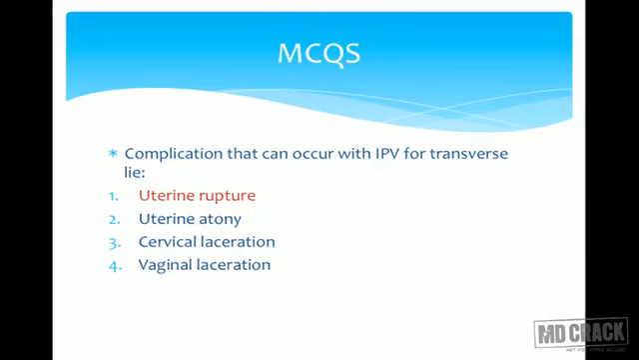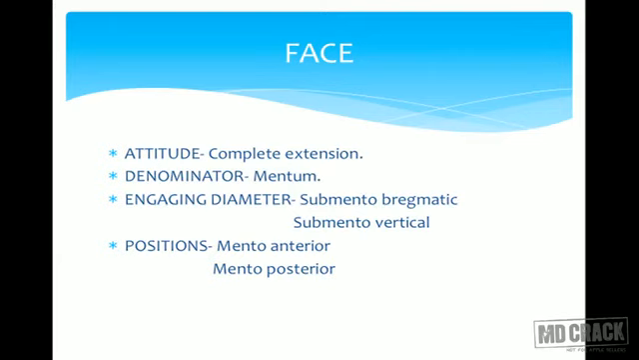Cervical lacerations will not take place because we are manipulating the baby inside the uterine cavity. There is no chance that cervix will get traumatized. Even vaginal lacerations don't make any sense. So the correct answer is uterine rupture.